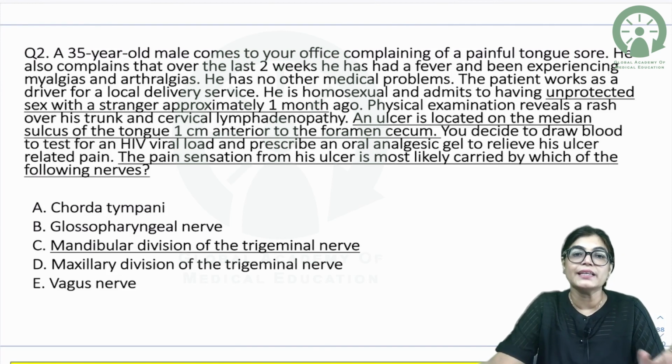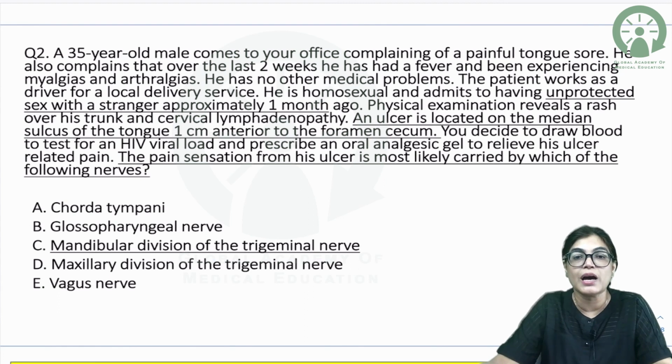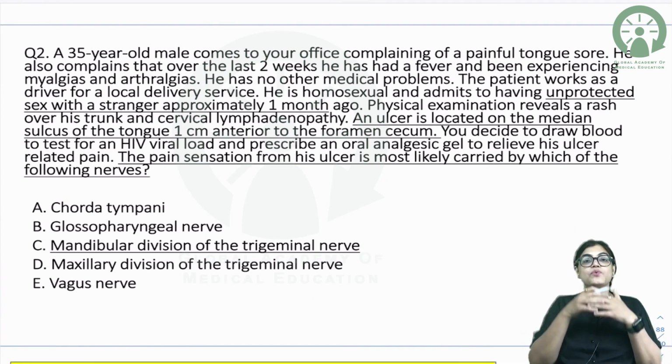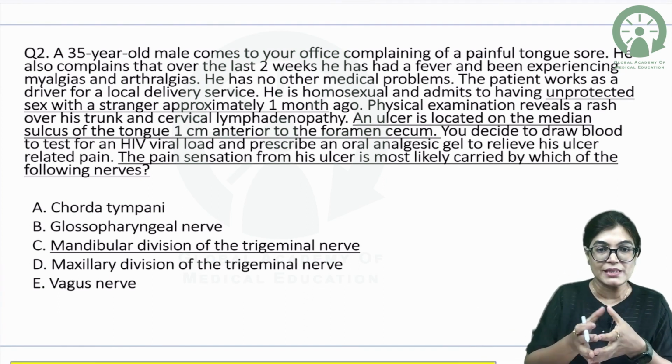The patient works as a driver for a local delivery service. He also admits that he is homosexual and had unprotected sex with a stranger approximately 1 month ago. Physical examination reveals a rash over his trunk and cervical lymphadenopathy. An ulcer was seen on the median sulcus of the tongue 1 centimeter anterior to foramen cecum. Please note down, it is 1 centimeter anterior to foramen cecum.